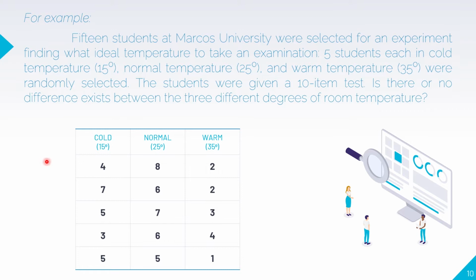So we have now our data: the cold, the normal, and the warm, in which ANOVA, or a one-way ANOVA, means that we have one factor, and this is the temperature of the room or the classroom we have given.